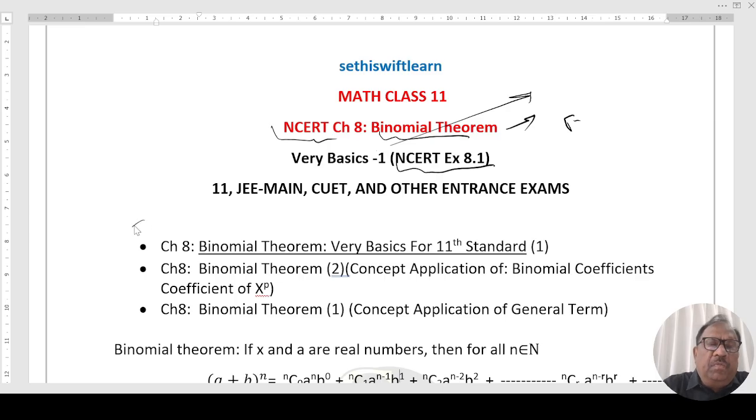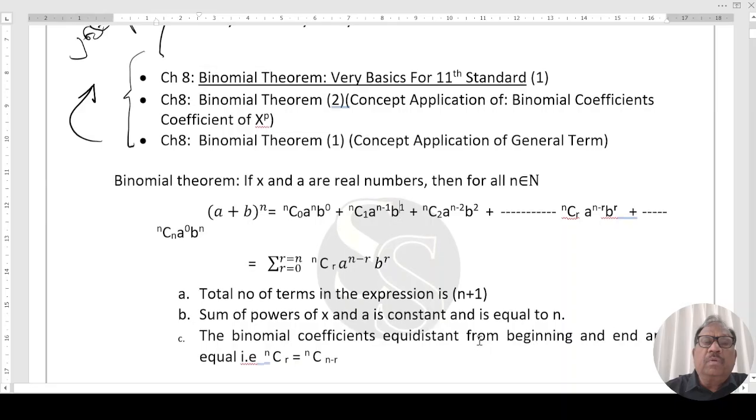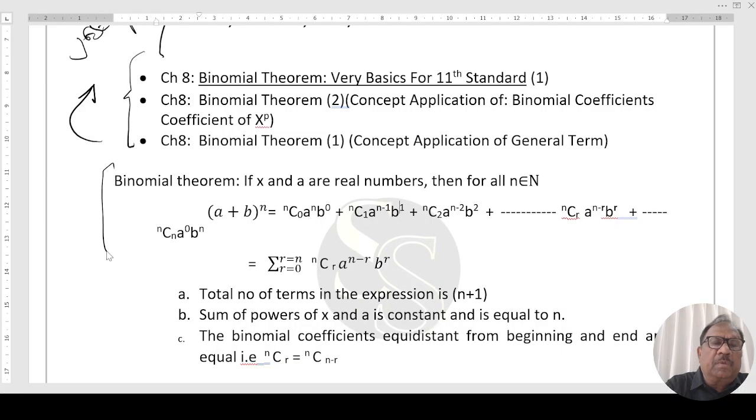In the earlier session, we went through illustrations taken from JEE Main previous year questions, which you can review on the YouTube channel CET Learn. In today's session, we are going to discuss this concept.